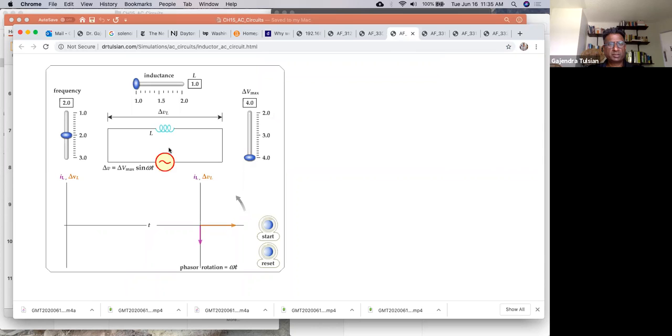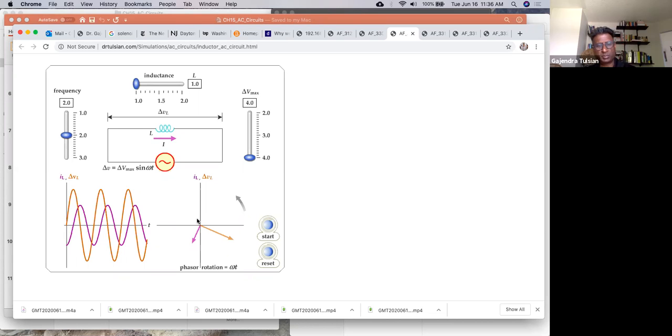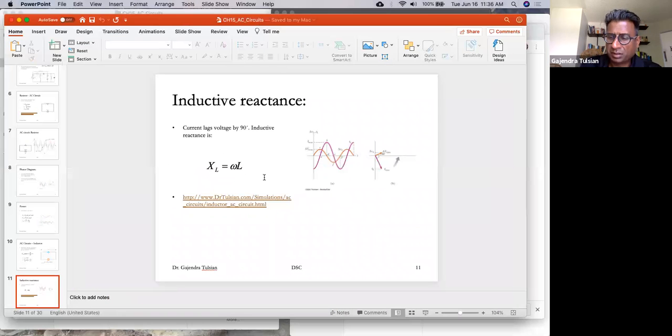Here's the AC source, and here's the inductor, and here is the current phasor and here's the voltage phasor, and you see the current phasor is 90 degrees behind the voltage phasor. It's always 90 degrees behind. Here's an interesting thing: the current is 90 degrees behind the voltage and it's not in lockstep. So there are times when the voltage is decreasing and the current is still increasing. So there's a phase shift of 90 degrees between the two. Only in a resistor will the current and voltage keep in phase. All right, so that is the inductor.